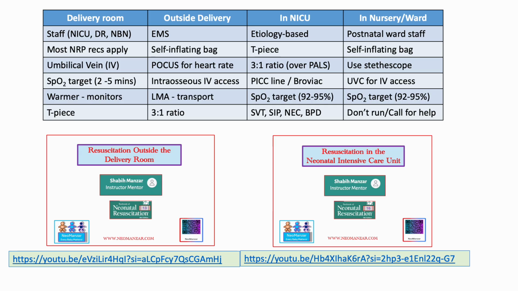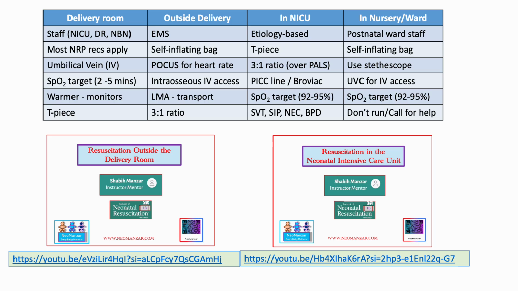So now a few words about resuscitation in different areas. Like we said, we are going to talk about it. So if you are in a hospital and the delivery is happening in the delivery room, this is the best scenario. You can follow the NRP recommendation. Most of the things are going to work there. So you don't have to be worried about the monitors. You have other stuff. So first column, delivery room resuscitation is not a problem.